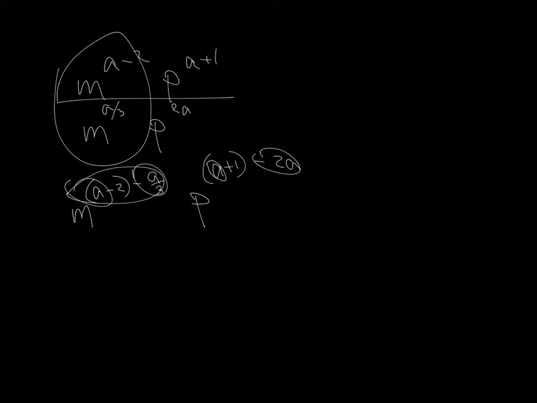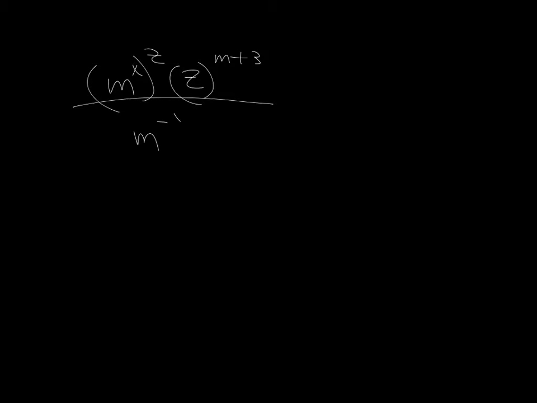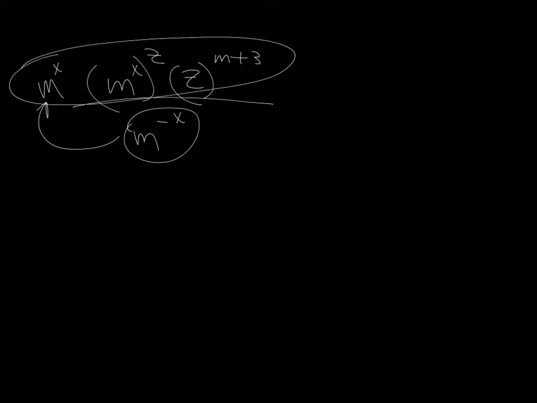Now when you end up with one like c, you've got m to the x to the z power, z to the m plus 3 all over m to the negative x. So take this m to the x and move it up here. Take the negative sign off. Now you can combine all those. Alright, so other than that, I think you'll be okay with problem set 83.